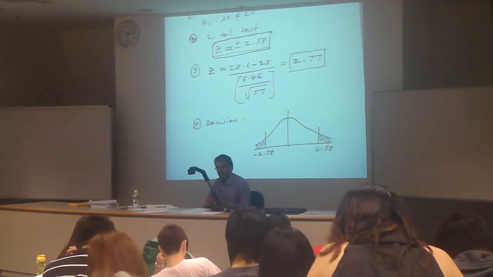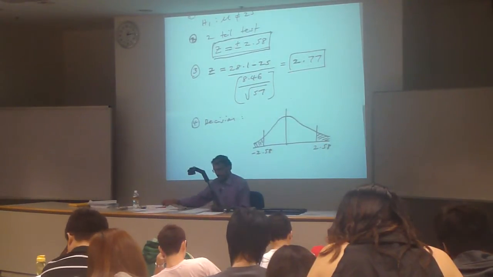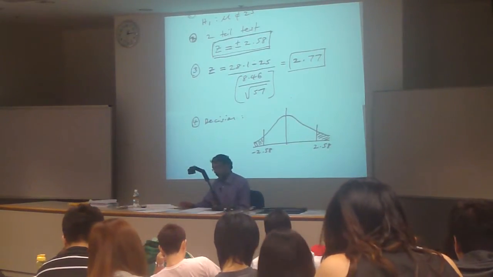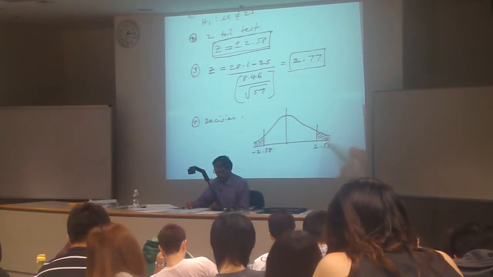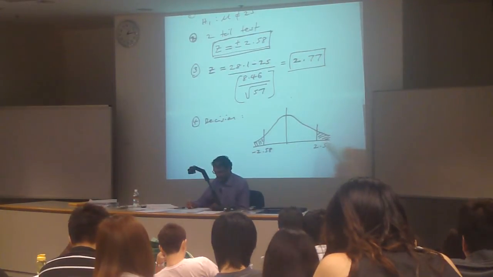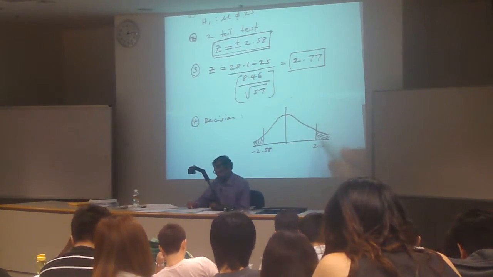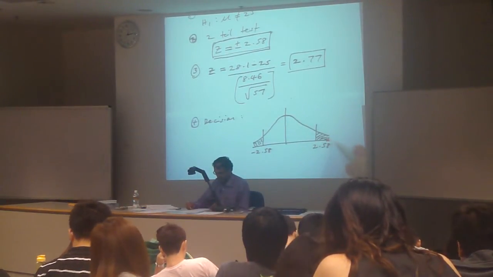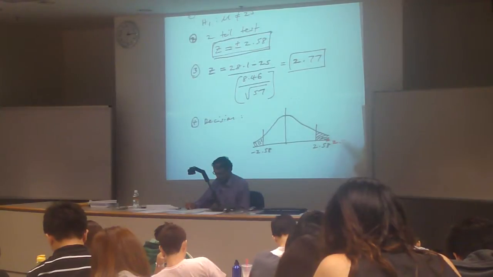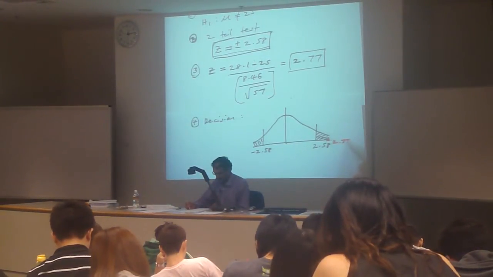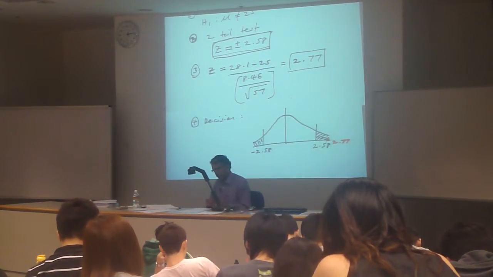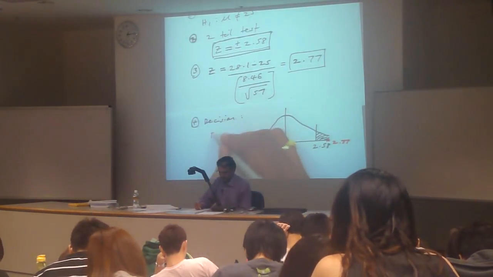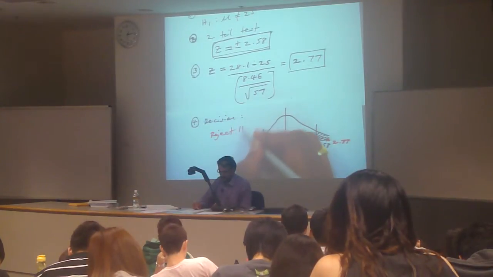Yes or no? If it is 2.58, then next step, your answer is 2.77. 2.77 falls in which area? Clear or shaded? Shaded, yeah. If it is 2.77 shaded area, confirm decision is what?